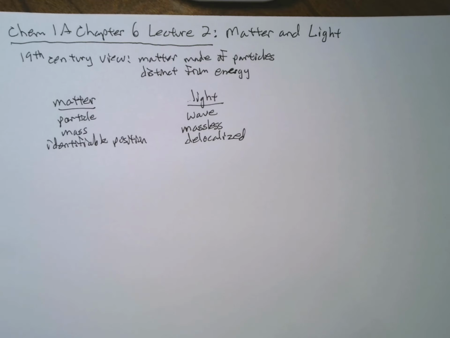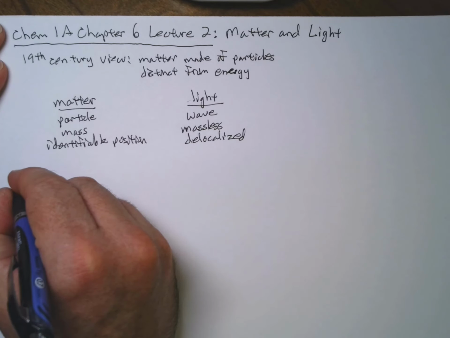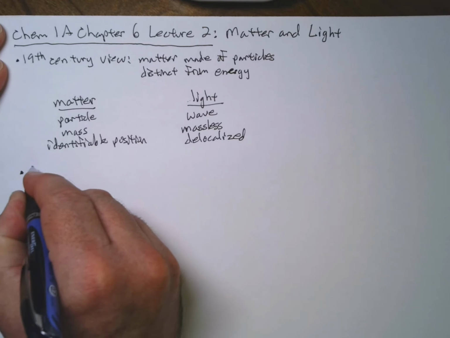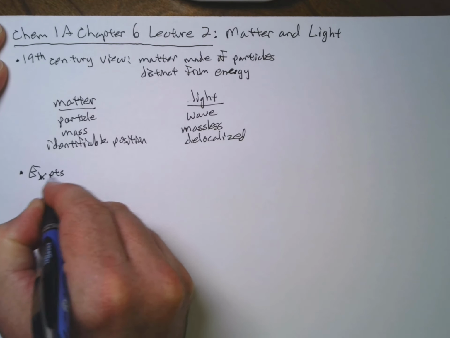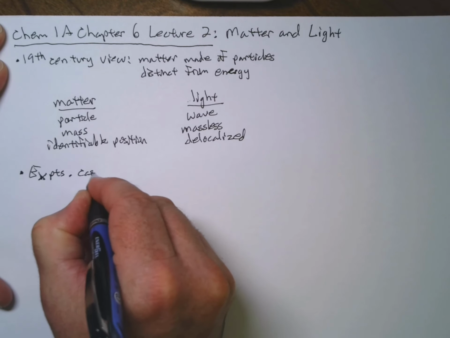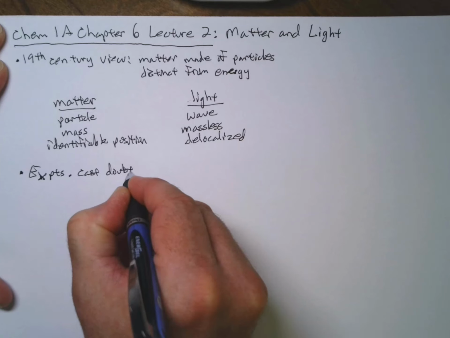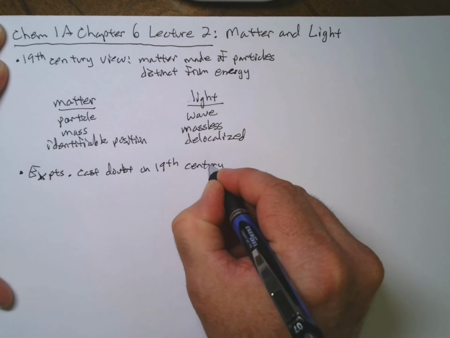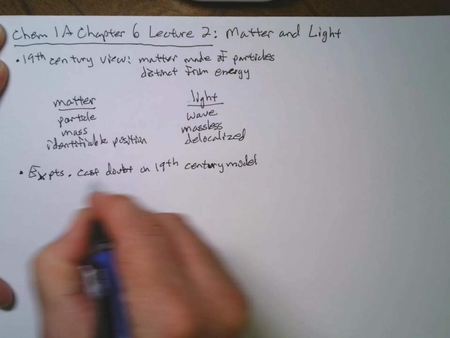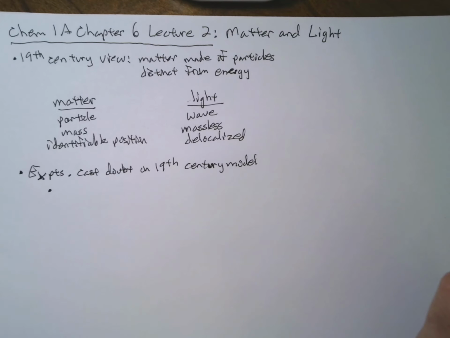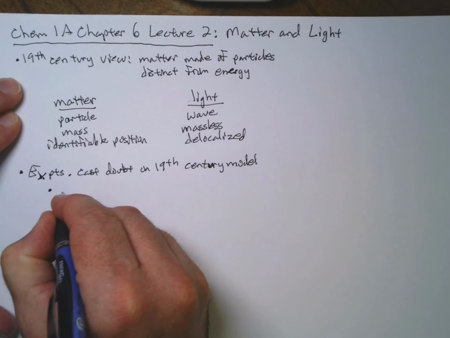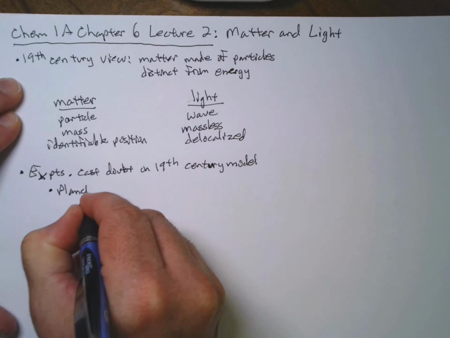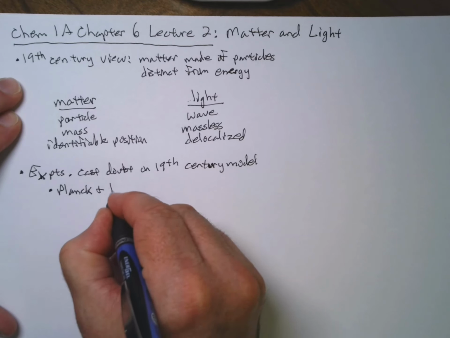Now, there were some experiments that cast doubt on this model. And I'll just mention them here. I'll talk about them. I'm not going to write out the details, and you can read those details if you want to make some notes on them from the text. First, we had Planck and blackbody radiation.